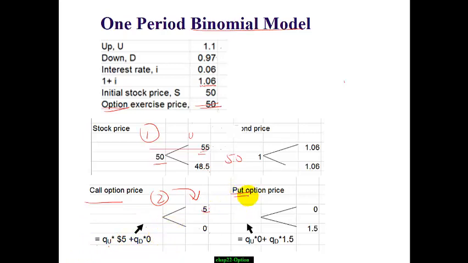Same thing for the put option. We compare the stock price next period with the strike price 50. The put option is in the money when the price is below the strike, below 50. So the put option is out of the money when the price goes up to 55, but makes $1.50 when the price goes down. Again, if we know how to value this payoff next period, we can get the price of the call option and put option today. So that's two steps.